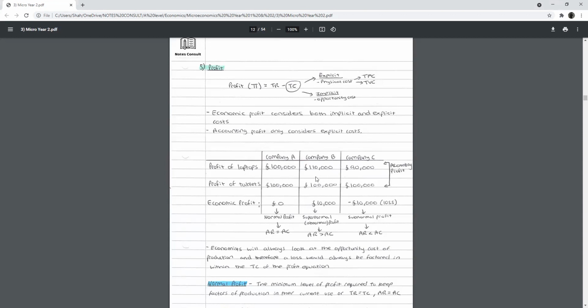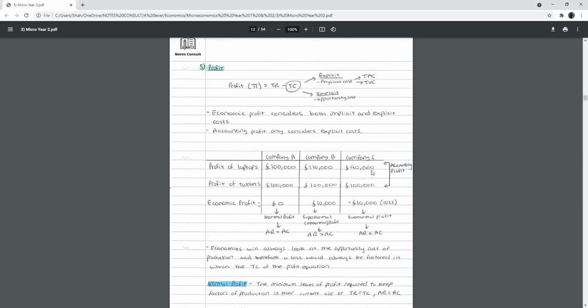Yeah. If you look at company B here, the profit for selling laptops is 110K, and the profit that they could get for selling tablets is 100K. So they are actually in something called supernormal profit here, or abnormal profit. This is positive economic profit because they're making 10K more than they could if they sold tablets. Do you get it? And the condition for this is AR is bigger than AC, average revenue is bigger than average cost. But these conditions are just linked to the graphs, and we'll see that a bit later. But don't worry about that.